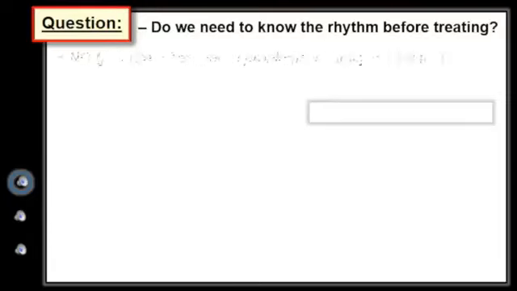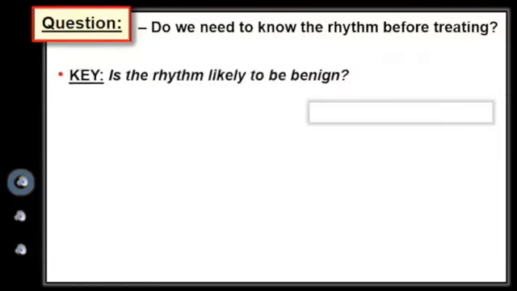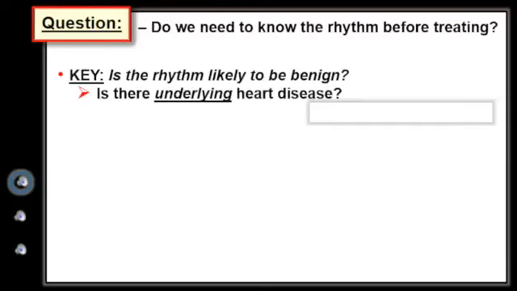One key to determining if the rhythm is benign is to assess the patient for underlying heart disease. Most of the time, if there is no underlying heart disease, the rhythm is far less worrisome. Assessing the likelihood of underlying heart disease can usually be done quite quickly by a few simple steps. If the history is unremarkable, cardiac risk factors are minimal, cardiovascular exam is normal, and if there is no significant abnormality on baseline ECG, then underlying heart disease becomes far less likely.